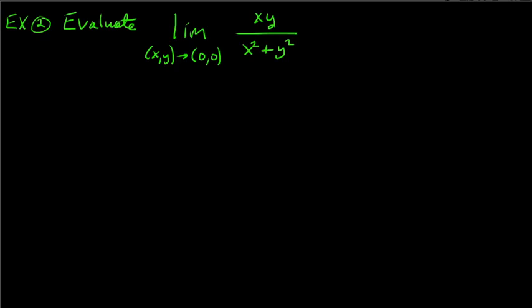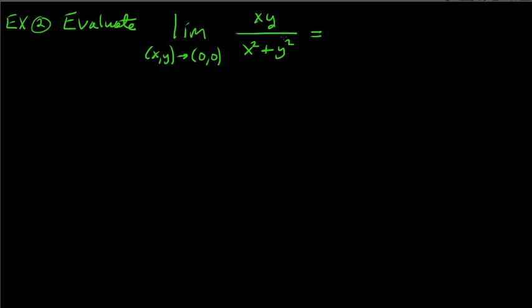Okay, so for our next example, we will do one of those tricky ones. We want to evaluate the following limit. The points (x, y) are approaching the origin, (0, 0), and our function f(x, y) is this rational function, x times y divided by x squared plus y squared. So what could that limit be?